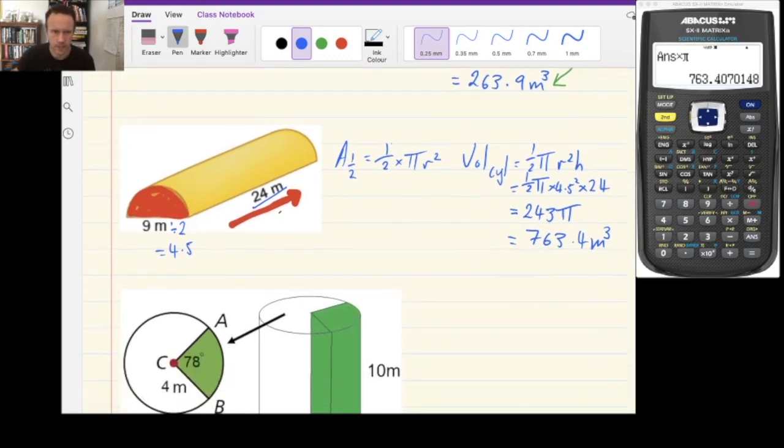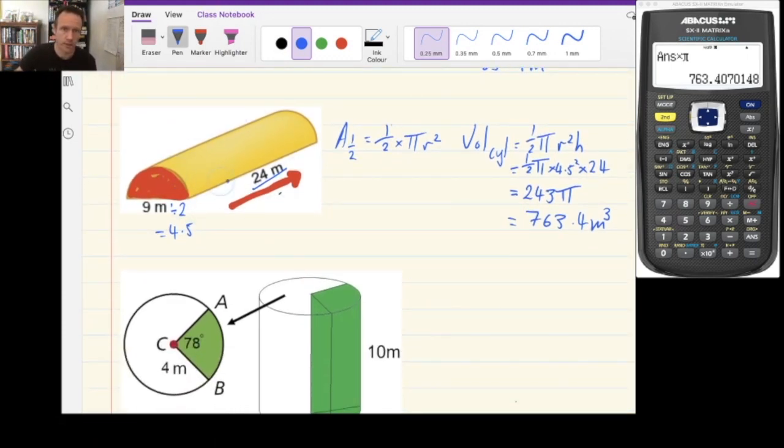Now the next one gets a little bit harder. So we've got a portion there of it, and here we have another portion, but it's not as simply cut as that one there that we did.